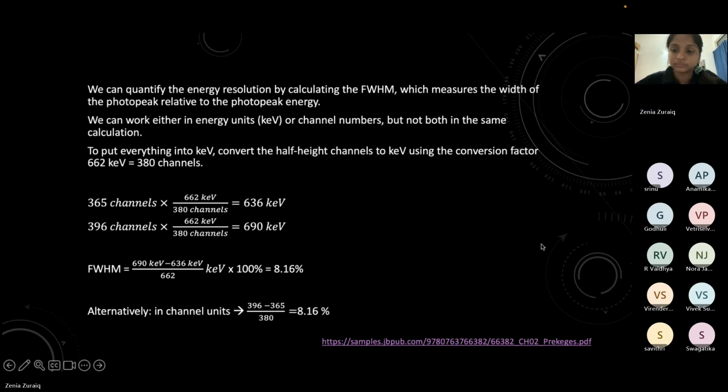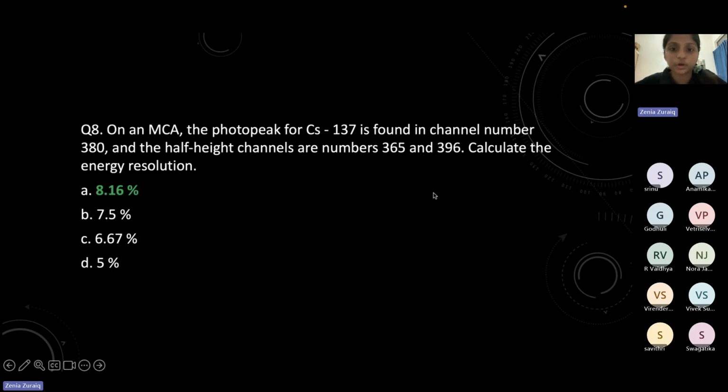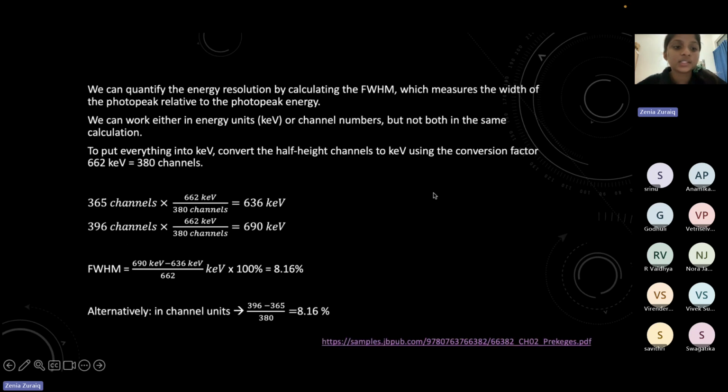Anyone? I can show you the question again if you want. From this question, I was able to identify that 380 is equal to 662 keV. So how was I able to do that? Photo peak is at 380.